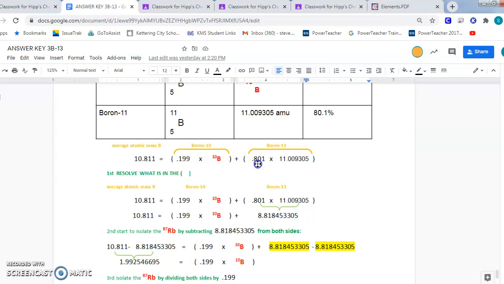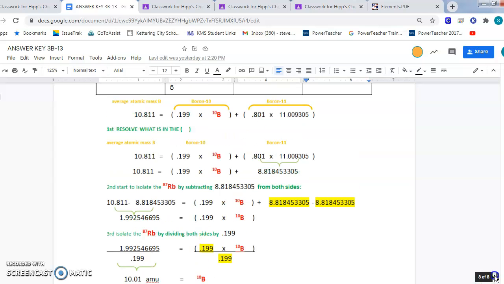So first thing we do is resolve what's in the parentheses here. We take 0.801 times 11.009305, and we get 8.818453305. Again, don't round in the middle of the problem. It can throw your answers off. So we now know 10.811 equals 0.199 times boron 10 plus this number. We want to isolate our B10, our boron 10.